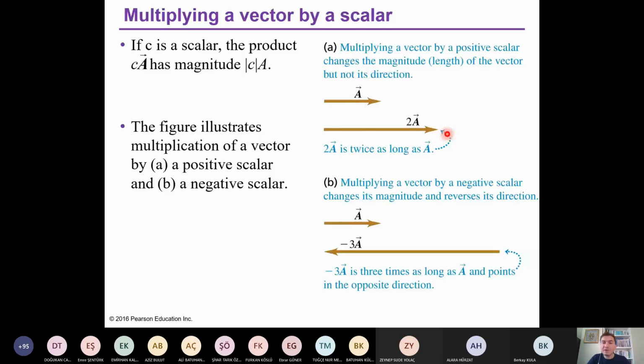If you multiply this vector by a negative scalar number, for example, we multiply vector A with minus 3, first of all, the magnitude will be 3 times bigger or longer, okay? This is 3 times longer compared to vector A, but its direction is changed due to the negative number here. This is multiplying a vector by a scalar number.